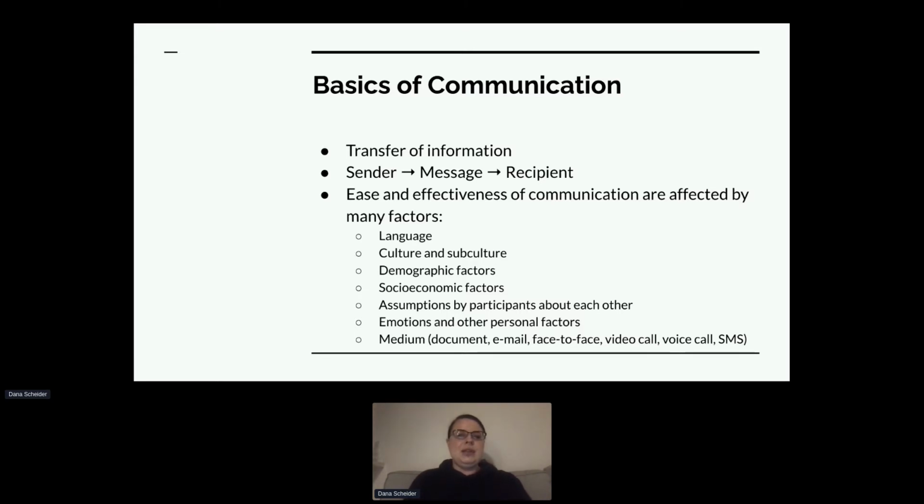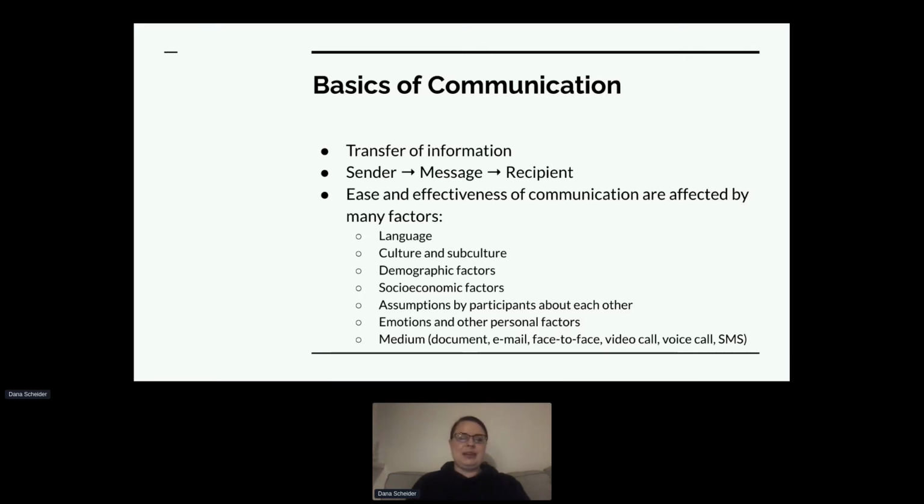So, in order for communication to work well, we want it to be as easy and effective and as clear as possible. And how easy and effective it is can be affected by a lot of factors, including language, subculture and culture, demographic factors, socioeconomic factors, assumptions participants are making about each other, as well as the emotional state and other personal factors of the people participating. And additionally, it can depend on the medium.